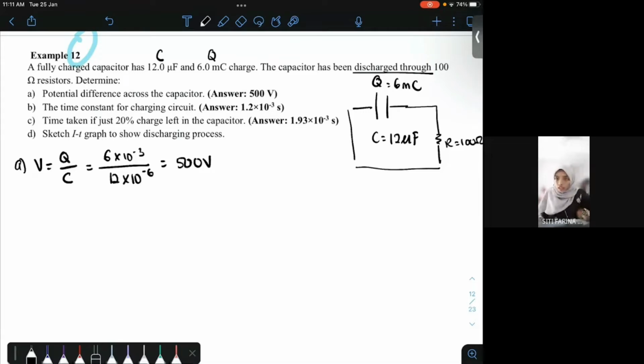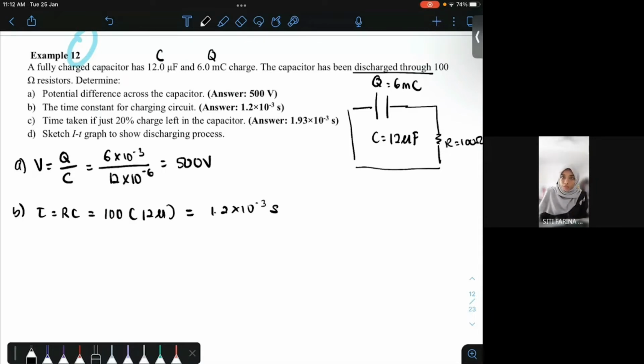Okay. Next, the time constant for the charging circuit. So we want to find tau here. Tau is RC. R is given, C is also given in the question. So R is 100 ohm, C is 12 micro. On the calculator, that is 1.2 times 10 to the power negative 3 second. Right? So we have found the potential difference and the time constant.